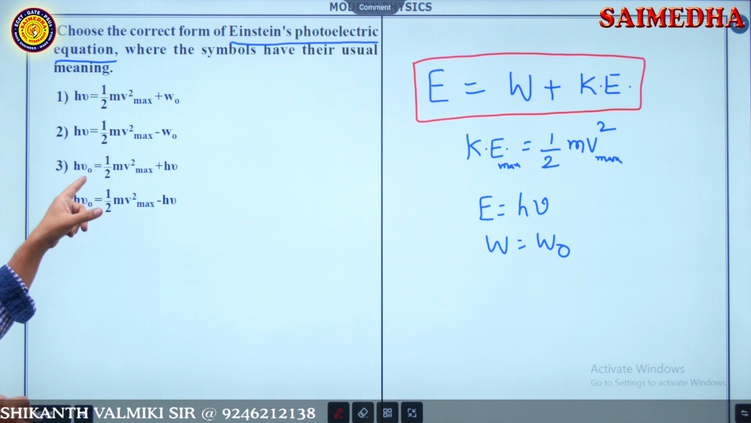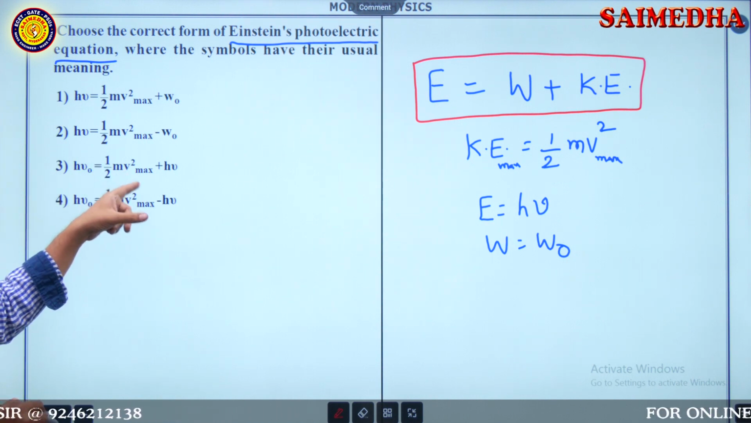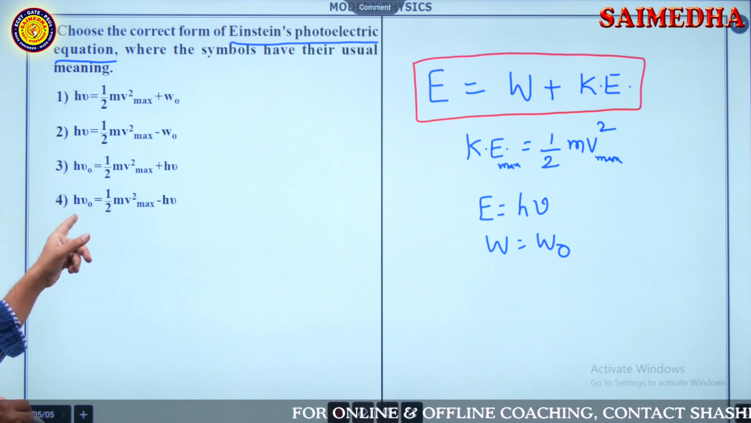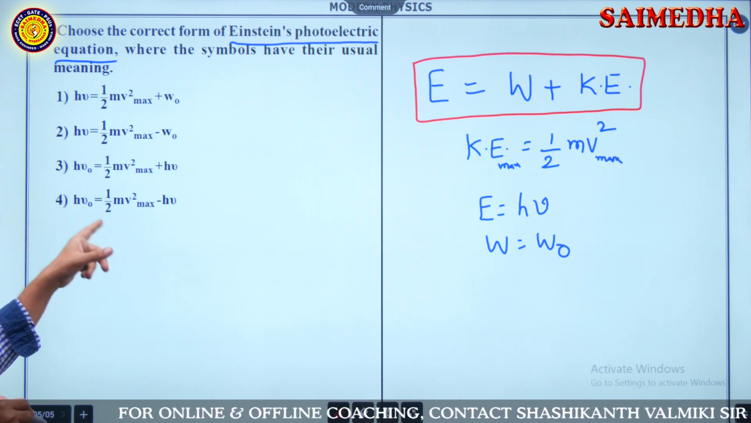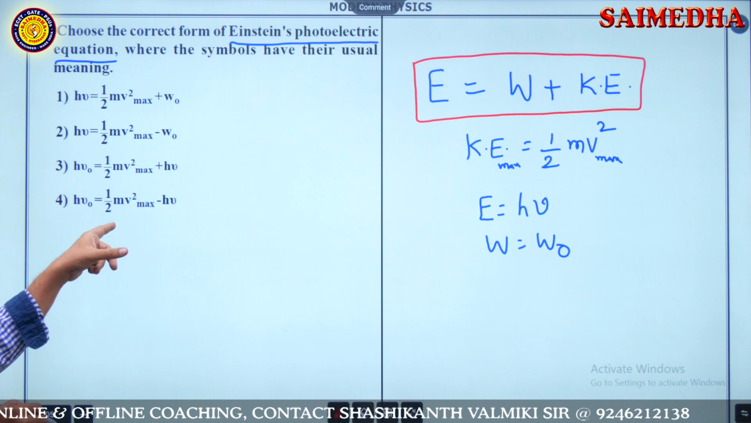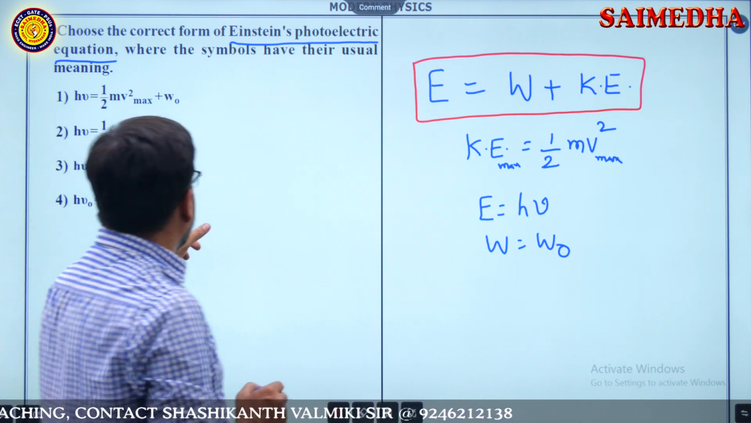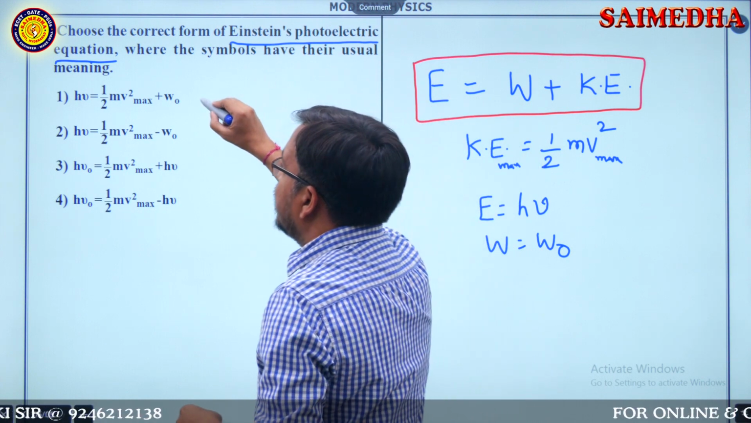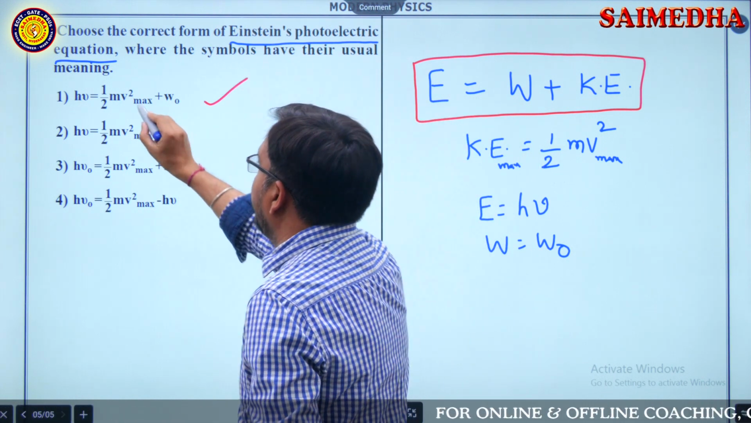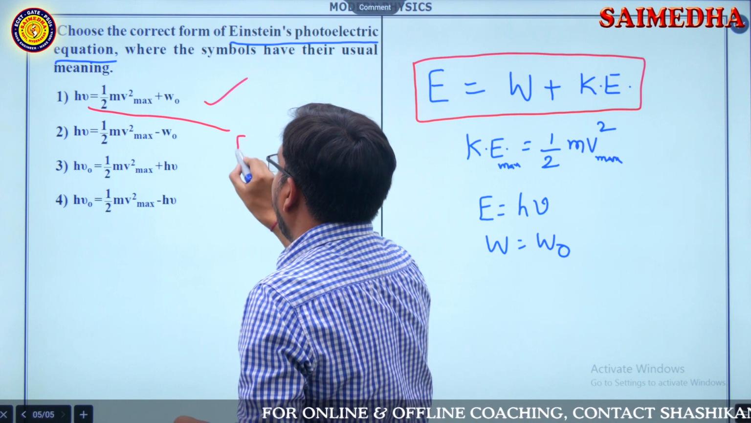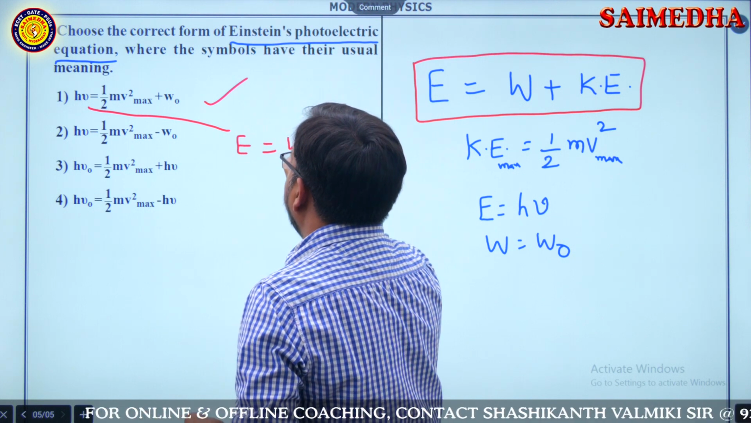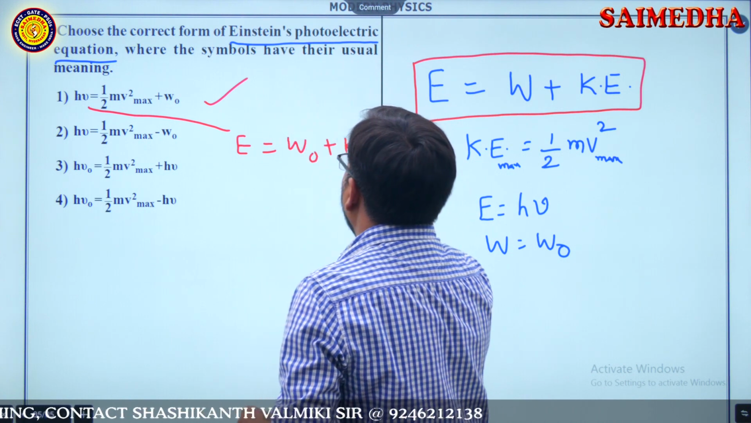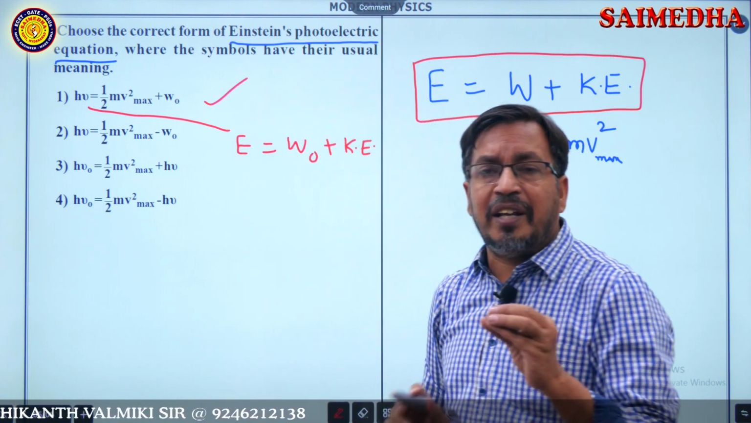And the third equation: work function equals kinetic energy plus energy of incident light, that is also wrong. And the fourth one: work function is equal to half m v square max minus h mu, this is also wrong. So only the first one is correct. h mu means E is equal to W naught plus KE. This is the answer. Remember, very very important.